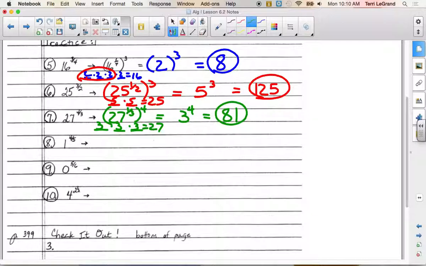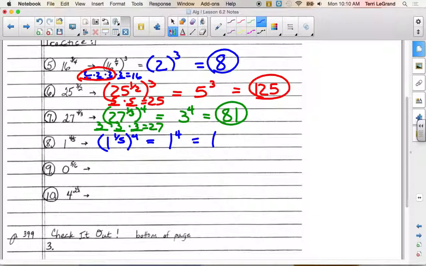Okay. Let's try the next one. We have 1 being raised to the 4/5 power. Well, that really means what? It's 1 to the 1/5 raised to the 4th power. So in other words, it's asking us for the 5th root of 1. What is that? 1. And it's positive, so I can leave the parentheses off. That has to be raised to the 4th power. And 1 raised to the 4th power is 1.